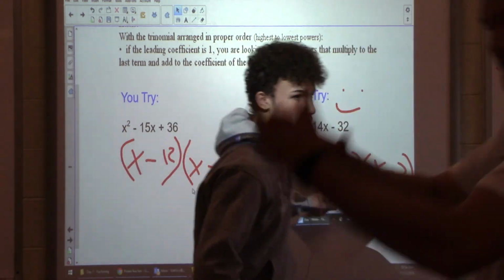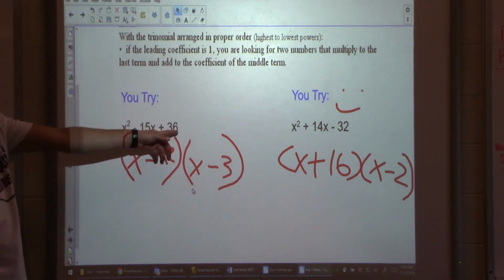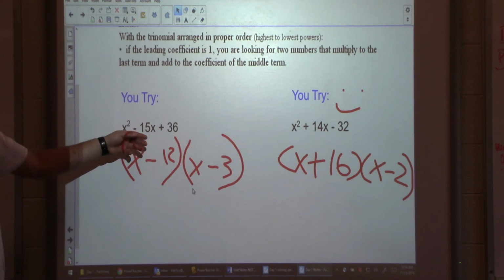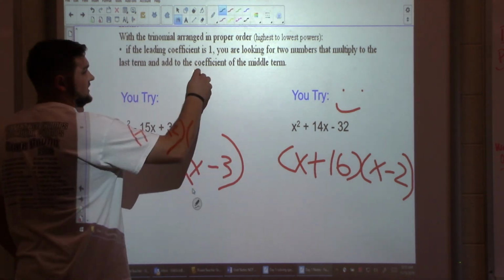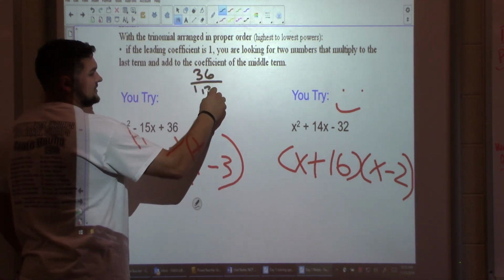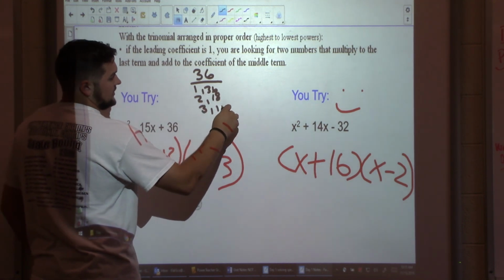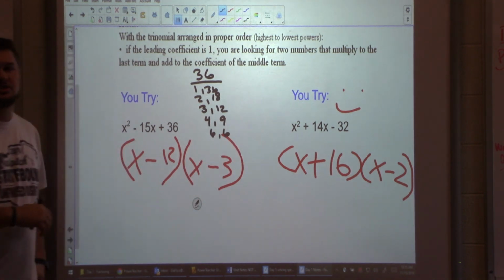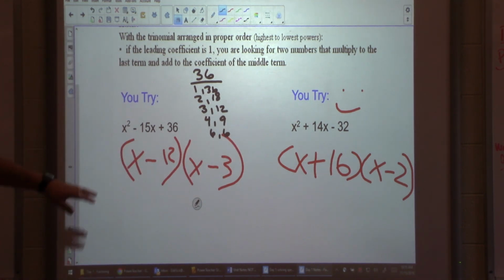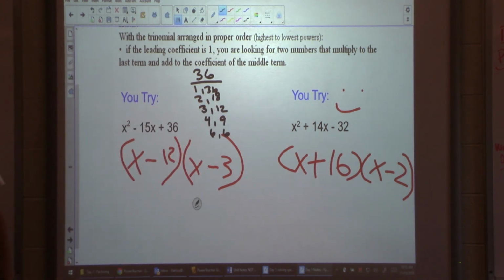Alright, let's look at them. So, first one multiplies to 36, adds a negative 15. Multiplies to a positive, adds to a negative, tells me they both need to be negative. So if I'm looking at factors of 36, 1 and 36, 2 and 18, 3 and 12, 4 and 9, 6 and 6. I'm looking to see what adds to 15. In this case, it's 3 and 12. So I get x minus 12, x minus 3.